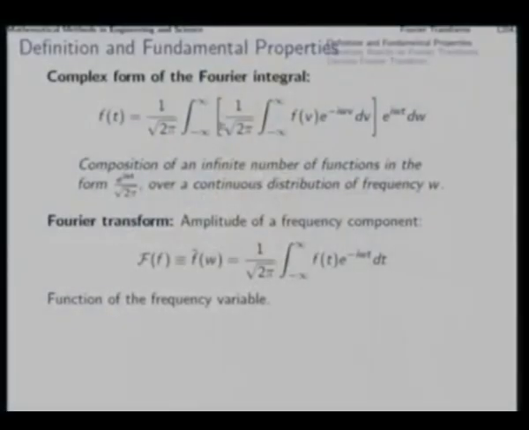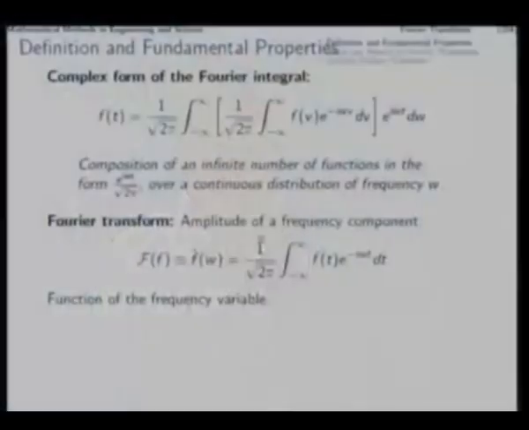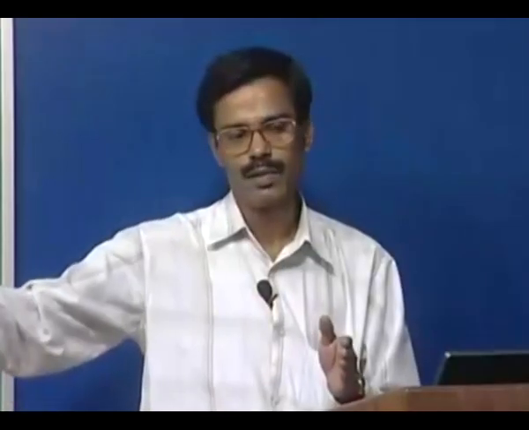So, the amplitude of a frequency component, that is this bracketed term here, is the Fourier transform, and this is a function of the frequency variable. So, that means a waveform has a large number of components of continuous frequencies, and for every frequency this gives us the amplitude value. With this amplitude value and this frequency we construct that component completely, and such terms, infinite in number, distributed continuously over the frequency variable, make up the complete function.